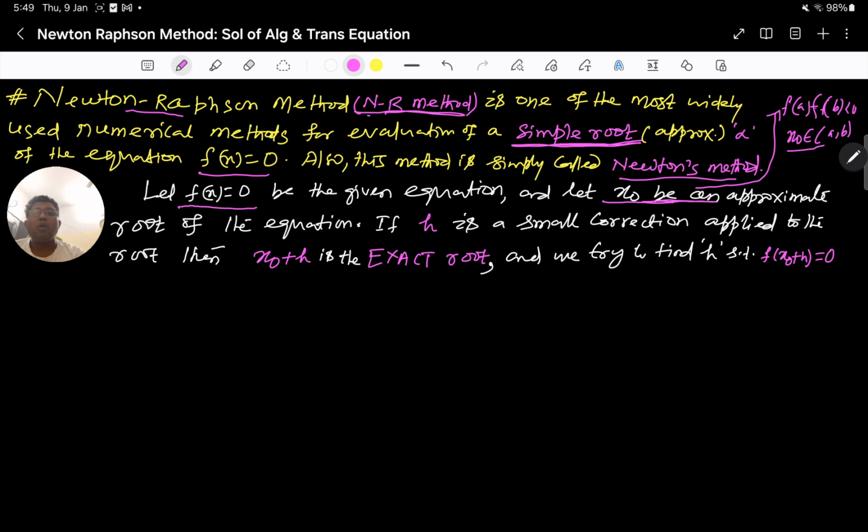So now this x0 is an approximate value. It is not exact. To make it exact, suppose we need a correction. With adding h, this h is my error here. With this correction, this becomes the exact root. Now, in view of deriving the formula, we try to find h such that f(x0 + h) = 0, meaning this is the exact root. At this point the function will be 0. In that way we will derive the formula of the Newton-Raphson method.